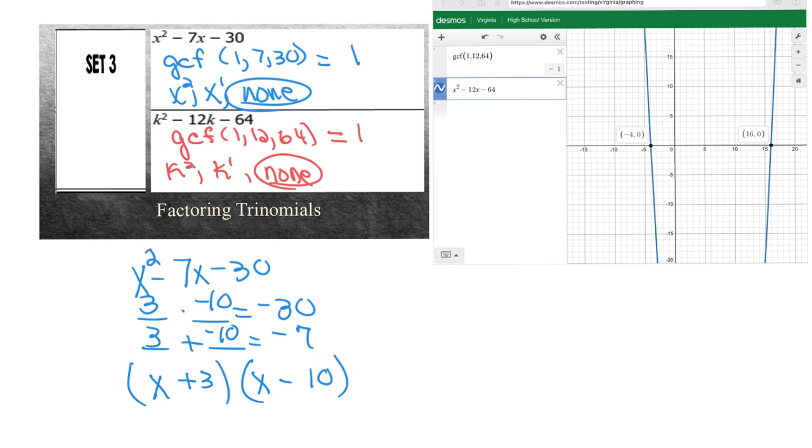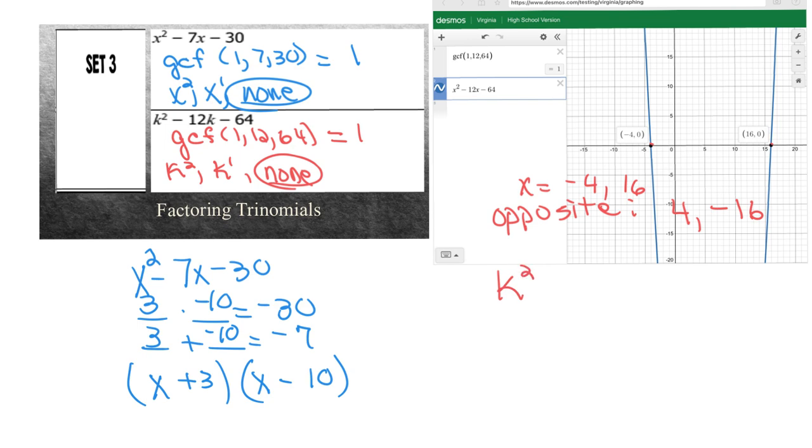All right, I type in my trinomial using the variable x. I get x squared minus 12x minus 64. I click on the x-intercepts, and I find that x is equal to negative 4 and positive 16. To get the correct numbers, I must do the opposite of those. And the opposite of those are going to be 4 and negative 16.